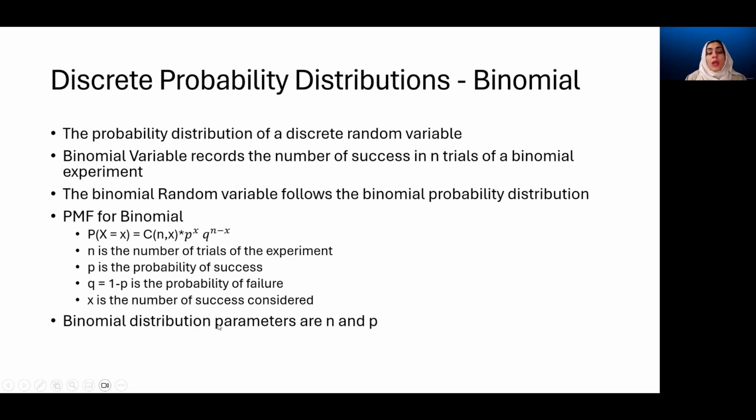Binomial distribution has two parameters, which are n and p. So if X is a binomial random variable, then we specify this fact as this expression, which is X follows binomial distribution with these parameters, and we substitute the values of n and p for that specific case.